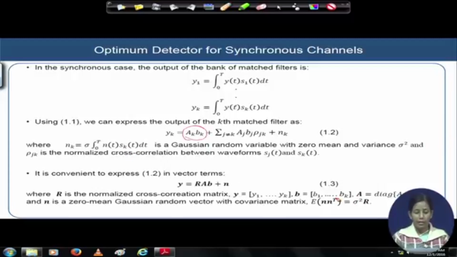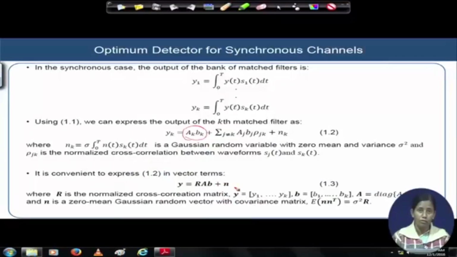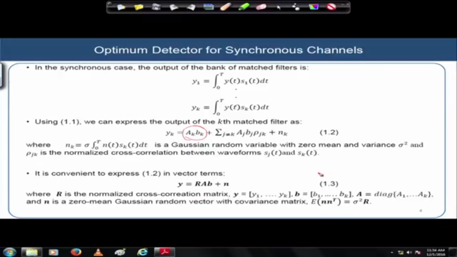So what we end up with is this: at the output of the bank of matched filters, if we see them combined, we will be able to see a matrix representation which is the combination of the transmitted signal vectors, the cross correlation matrix, the noise matrix, the transmitted matrix, and the received amplitude corresponding to that transmitted signal matrix. You end up with a combination of all these three, given by equation 1.3.